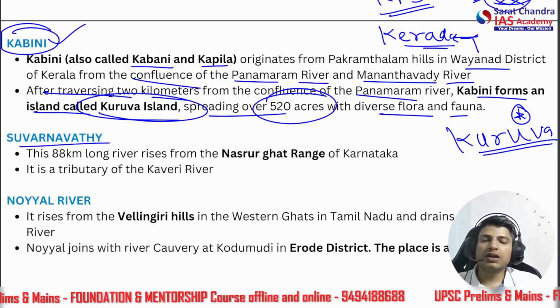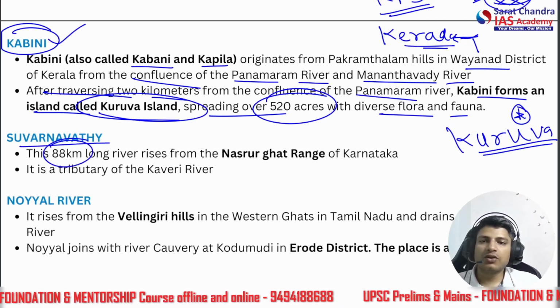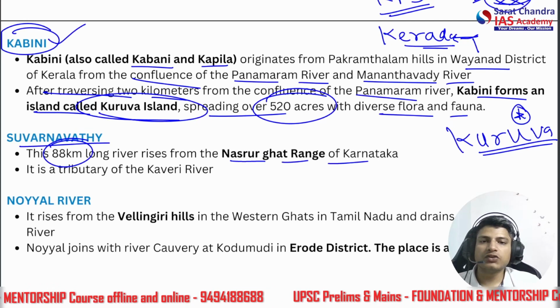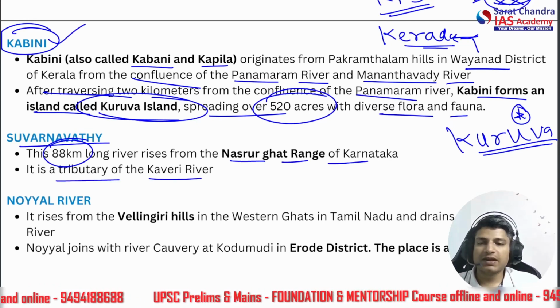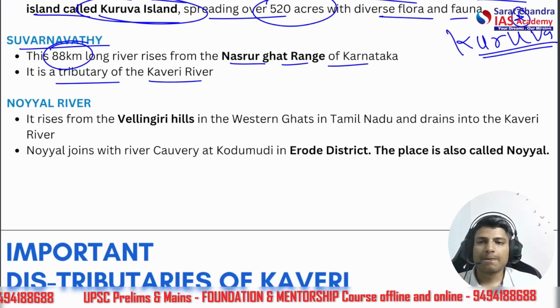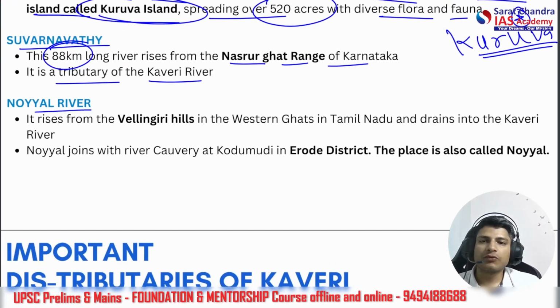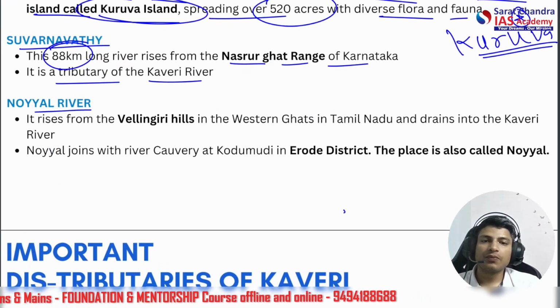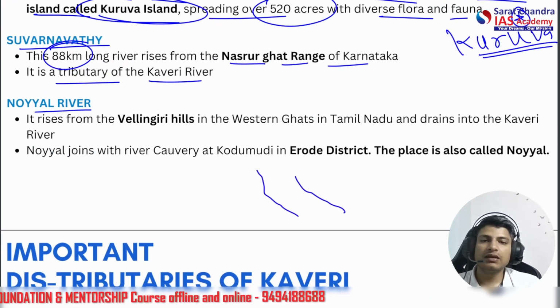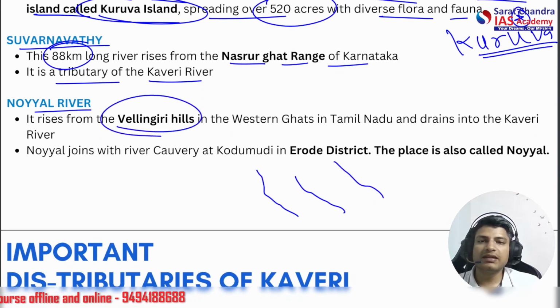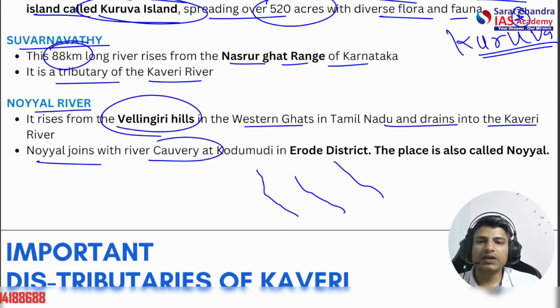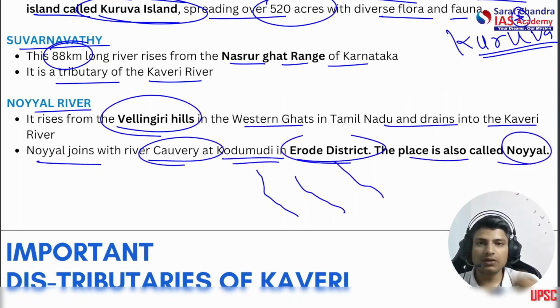All right, next one is the Swarnavati. So this 88-kilometer long river rises from the Nagarhole Ghat range of Karnataka. Very important. It is a tributary of the Kaveri river. Naturally, we are reading it in the Kaveri series. Okay. One is the Noyyal river. So Noyyal, we saw that it is in Tamil Nadu. Okay, Noyyal, Bhavani, Amaravati, these rivers are in Tamil Nadu. So it rises from the Velliangiri hills of the Tamil Nadu Ghats and drains into the Kaveri. Noyyal joins the Kaveri at Kodumudi in Erode district. This place is also known as the Noyyal.